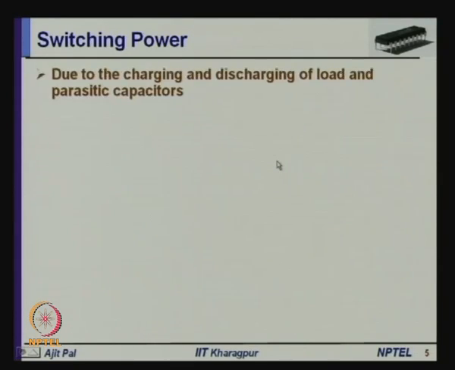What do we really mean by switching power and why does it occur? Switching power occurs due to charging and discharging of load and parasitic capacitors. As you have seen in CMOS circuits, there are a lot of capacitances: gate capacitance, drain capacitance, interconnect capacitance and so on. Various types of capacitance are present in a circuit, and those capacitances get charged and discharged during normal circuit operation, and that leads to power dissipation, and that is known as the switching power dissipation.